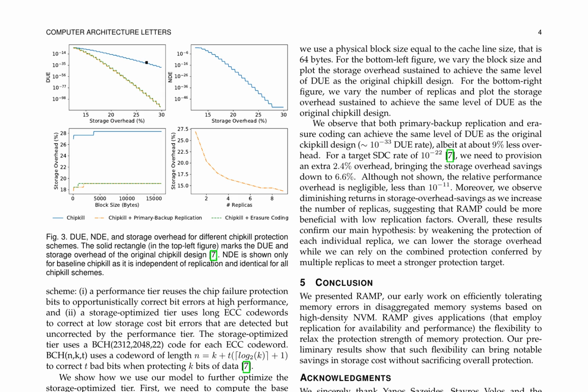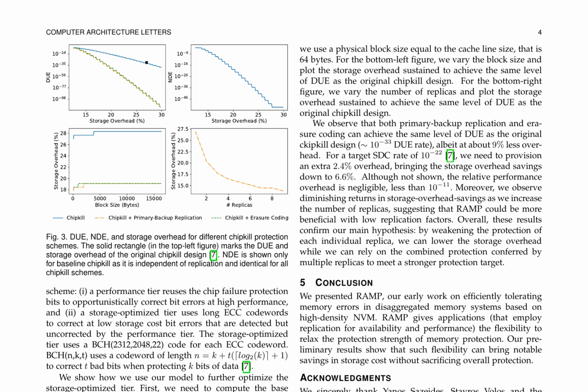In this research, the authors present RAMP, a novel approach to efficiently tolerate memory errors in high-density NVM-based disaggregated memory systems. The proposed method leverages replication for availability and performance, allowing applications to relax the protection strength of memory protection, thereby achieving significant savings in storage cost without compromising overall protection.